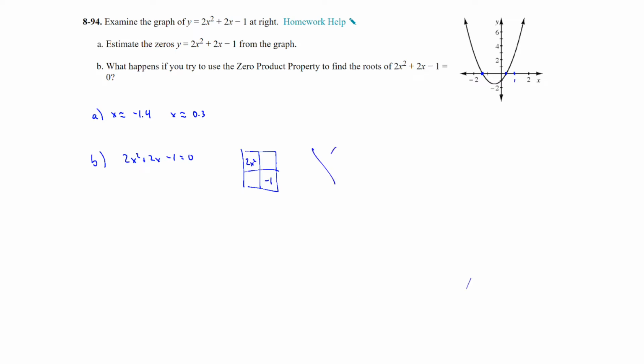I'm going to use our diamond. The product has to be negative 2x squared, and it has to add up to 2x. So really the only thing we could use is 2x and x, or 2x and 1. One of those would be a negative, and then that's not going to give us the sum, which is 2x. So this is not factorable.